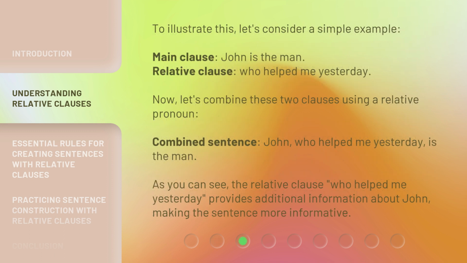To illustrate this, let's consider a simple example. Main clause: John is the man. Relative clause: who helped me yesterday. Now, let's combine these two clauses using a relative pronoun. Combined sentence: John, who helped me yesterday, is the man. As you can see, the relative clause, who helped me yesterday, provides additional information about John, making the sentence more informative.